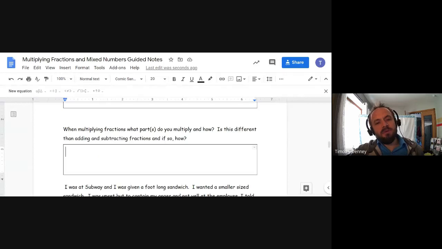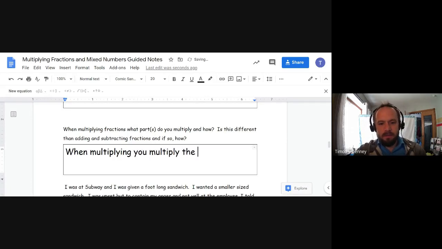All right, when multiplying fractions, what parts do you multiply and how? So this is where we're going to write down what we just did. Is this different than adding or subtracting fractions? And if so, how? Well, let's see here. When multiplying, you multiply the tops. I'm going to put in parentheses, we call those things numerators. And the bottoms, call those things denominators, like the Terminator.